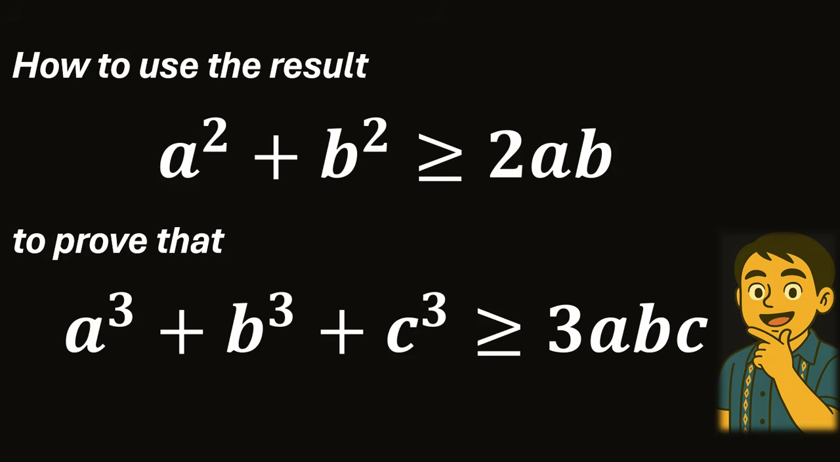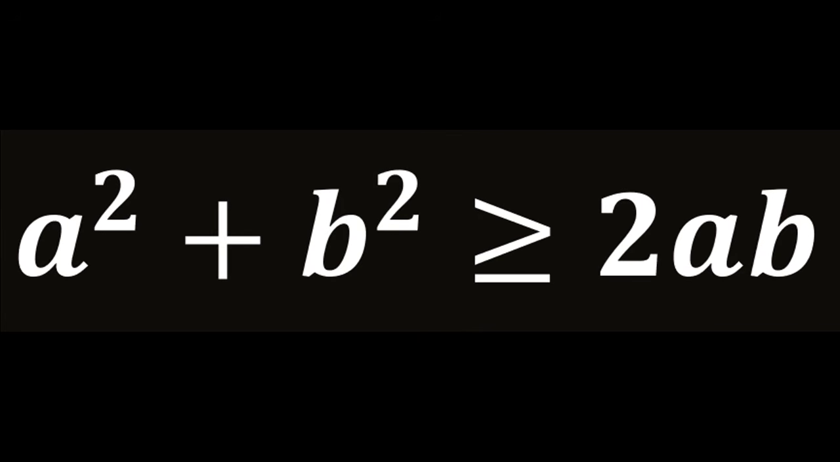Many people are familiar with the inequality a squared plus b squared is greater than or equal to 2ab. It is simply the well-known arithmetic mean greater than or equal to geometric mean inequality for two numbers. But here comes an interesting question. Can we use this to prove something stronger?